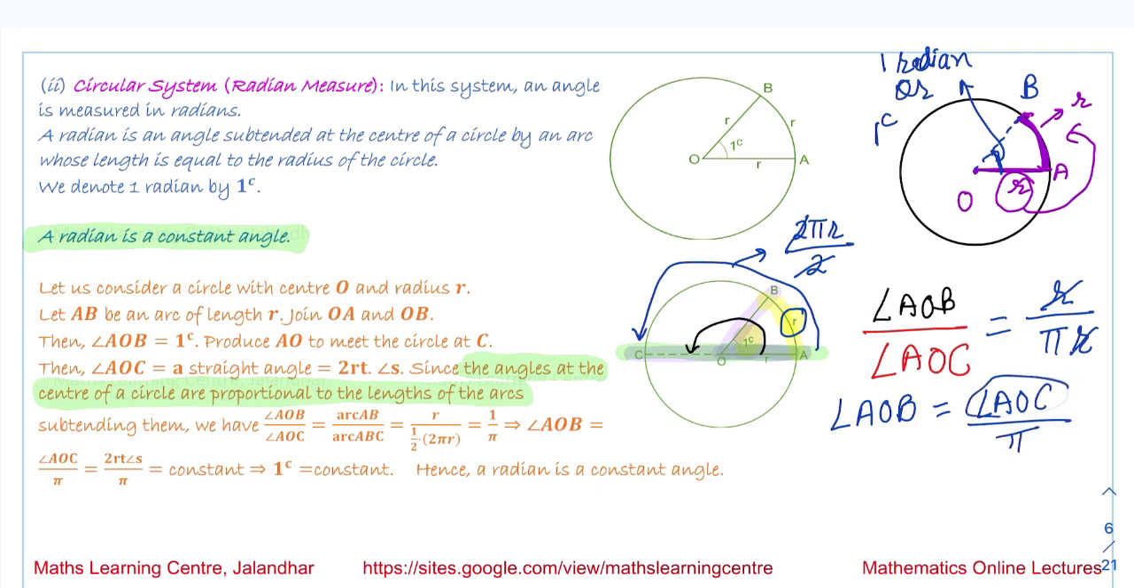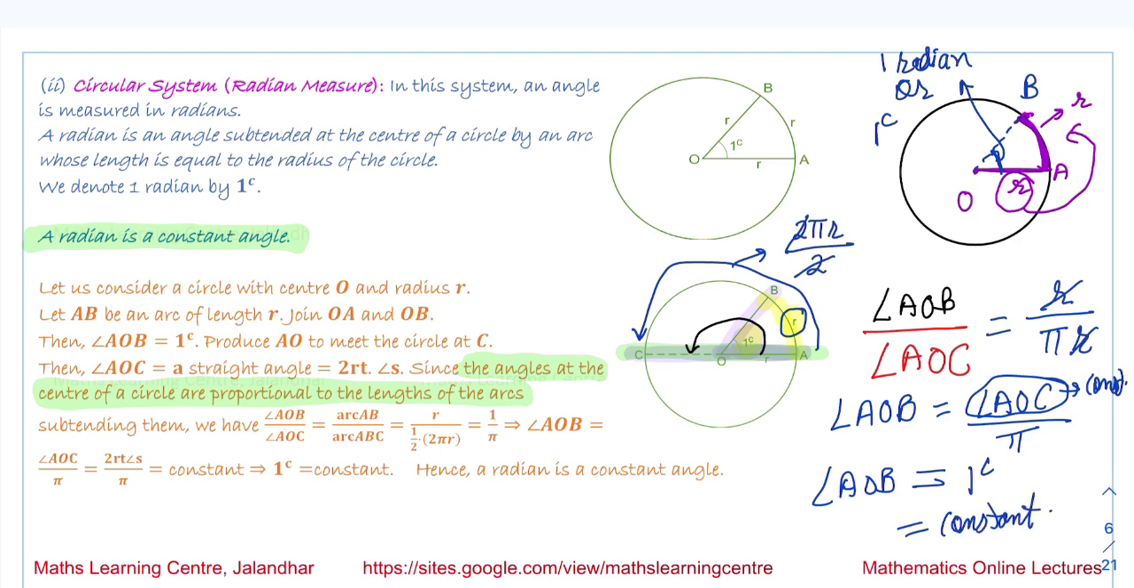know that this angle AOC is some constant value that is equal to 2 right angles. So this implies that angle AOB is equal to 1 radian, that is equal to a constant.